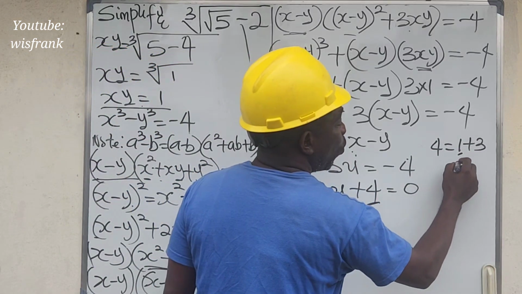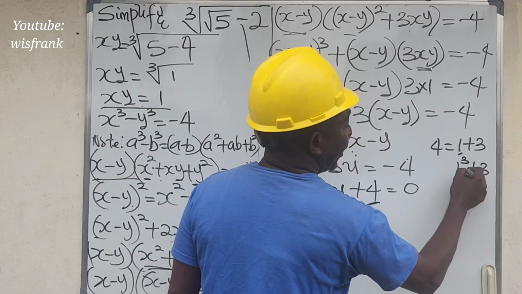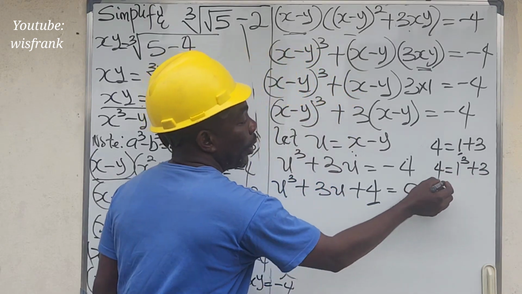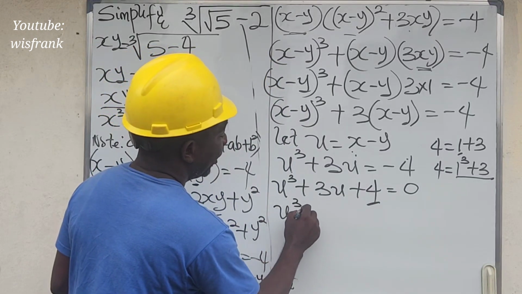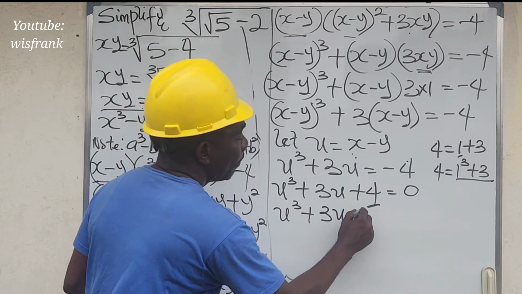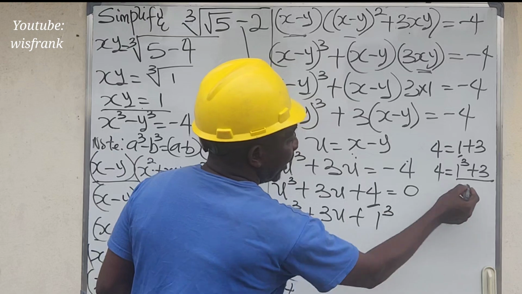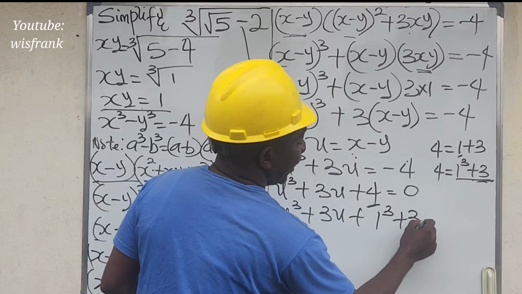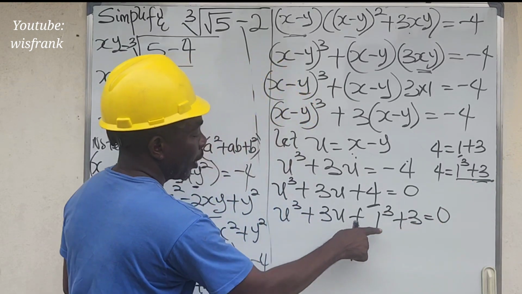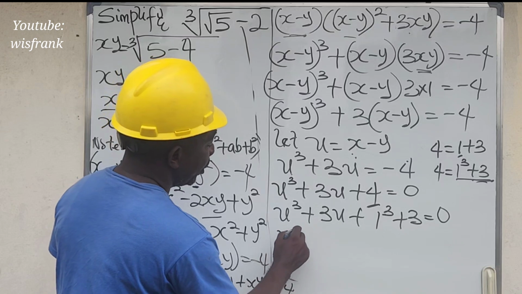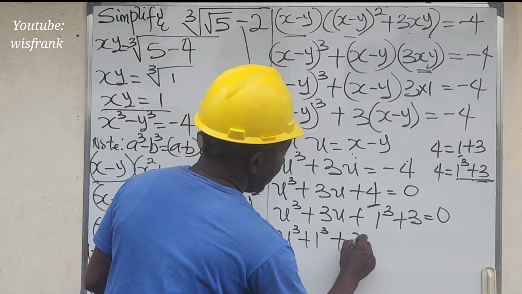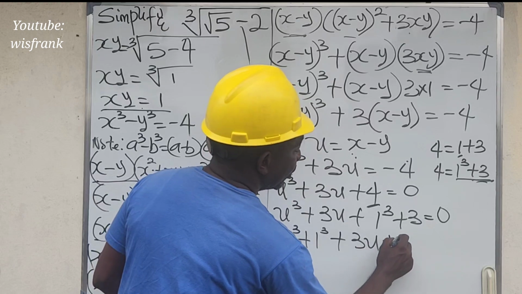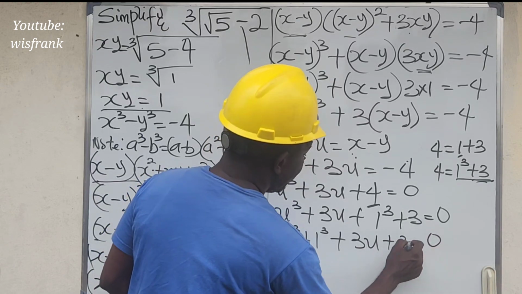And this one can be 1 to the power of 3 plus 3, the same thing as 4. So we are going to replace this with 4. So this will become u to the power of 3 plus 3u plus 1 to the power of 3 as this plus 3 equals to 0. Collecting like terms, we have u to the power of 3 plus 1 to the power of 3 plus 3u plus 3 equals to 0.